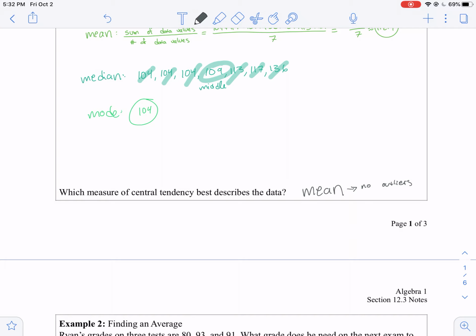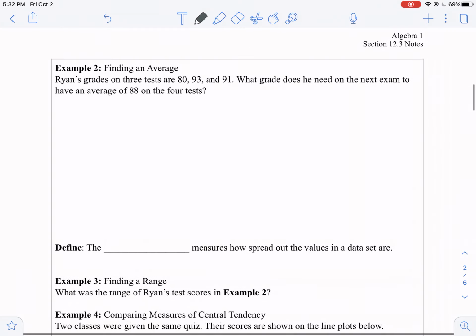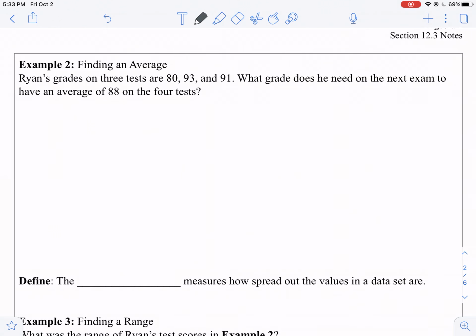Now, this is the classic question that I as a teacher get. So Ryan comes to class and Ryan goes, all right. So in my tests, I got 80, a 93, and a 91. And I want to average out with an 88 for my test scores. How high do I need to score on my next test to get an 88?